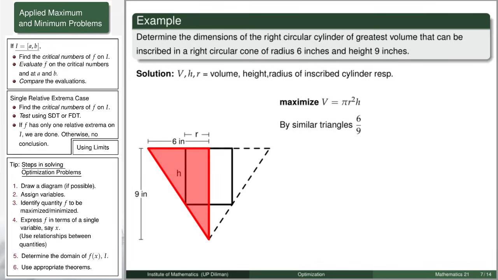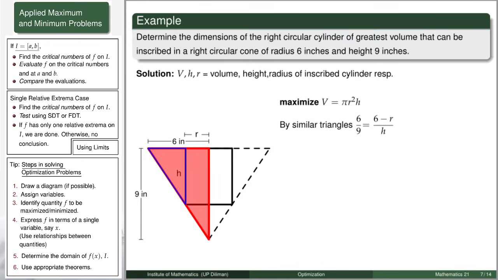The first triangle is this triangle here, the red triangle. This has base 6 and height 9. And another triangle, which is this blue triangle here. You will notice that they are similar. The blue triangle will have base 6 minus r, and it will have height h. Thus we will have this equation that relates r and h.